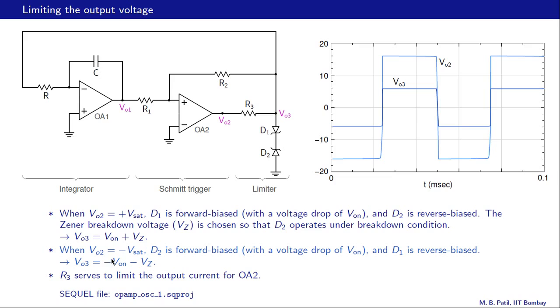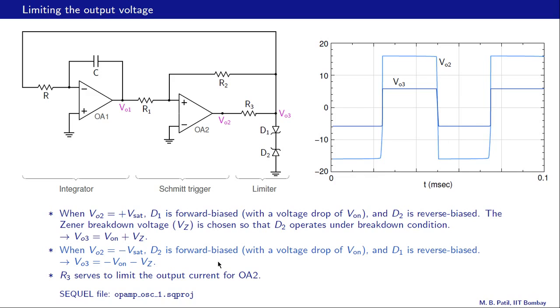When VO2 is minus Vsat, this level, then what happens is D2 conducts in the forward direction, D1 conducts in the reverse breakdown mode. So Von appears here, Vz appears here, and the output voltage VO3 is minus Von minus Vz, that level.